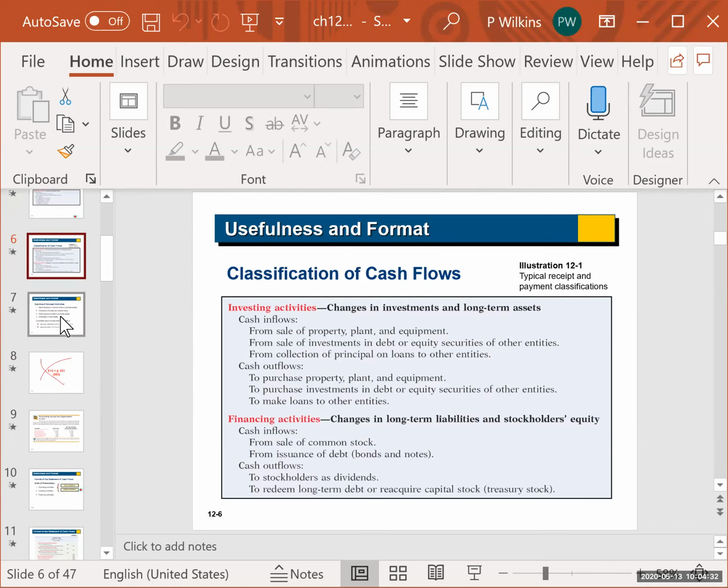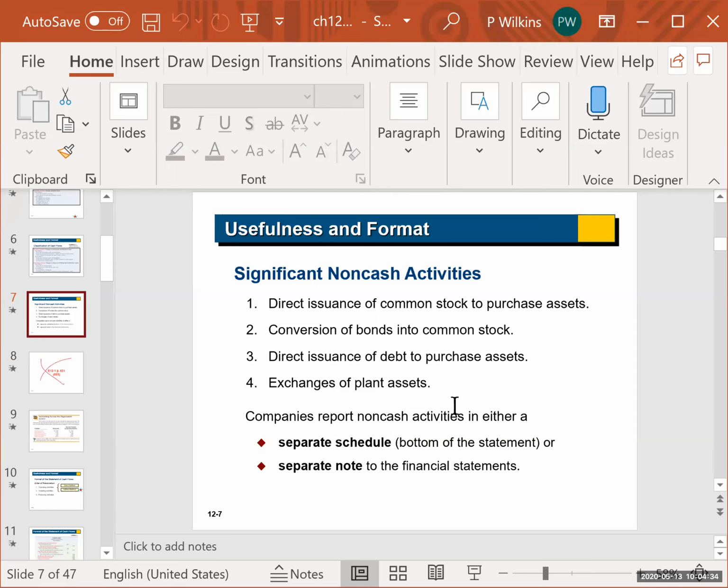Significant non-cash activities. These are things that are non-cash activities that occur within an organization. So the issuance of common stock to purchase assets, conversion of bonds into common stock. So there's no cash that's exchanging here.